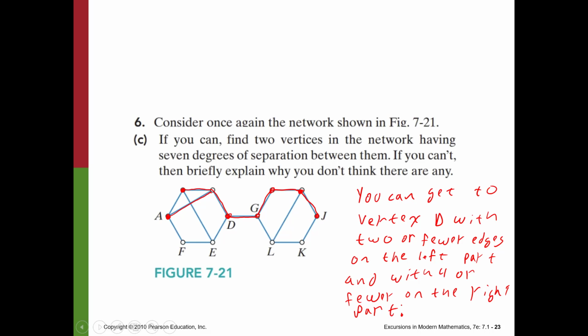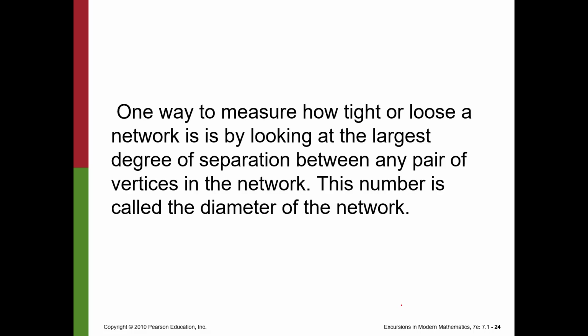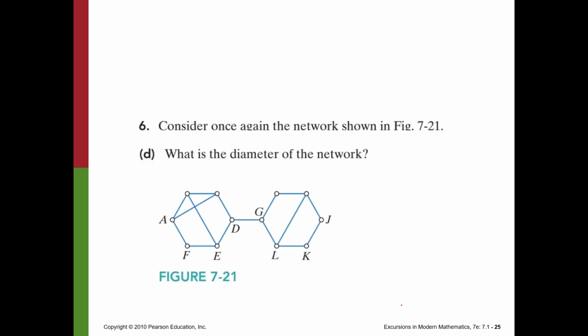And so that then means that the most number of edges that you're going to be able to use is 6. Now we're going to want to be able to talk about that, so we're going to give that a name. One way to measure how tight or loose a network is by looking at the largest degree of separation between any pair of vertices in the network. This number is called the diameter of the network, right? And so that means that the diameter of this network is 6.